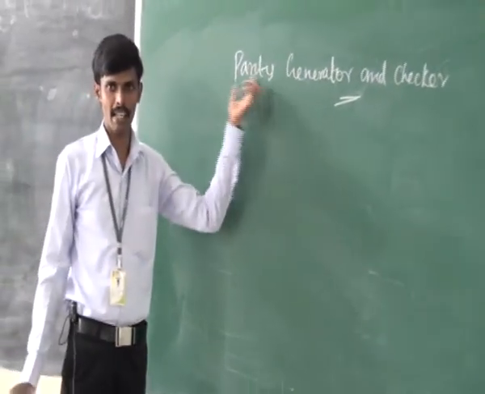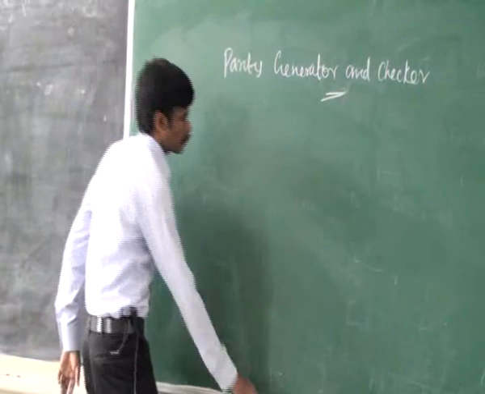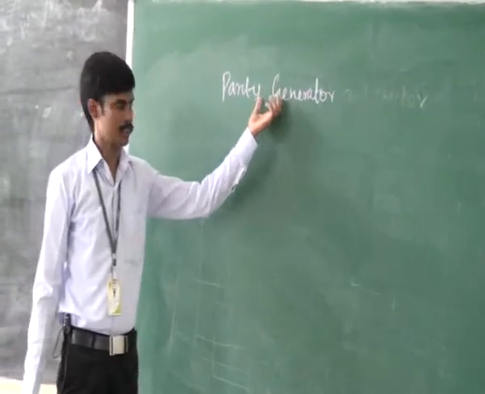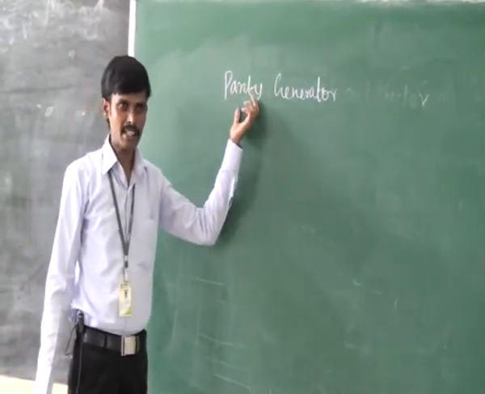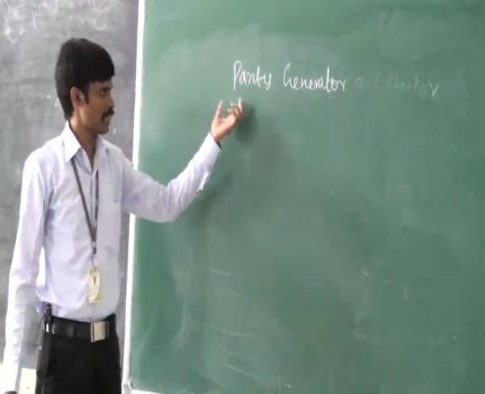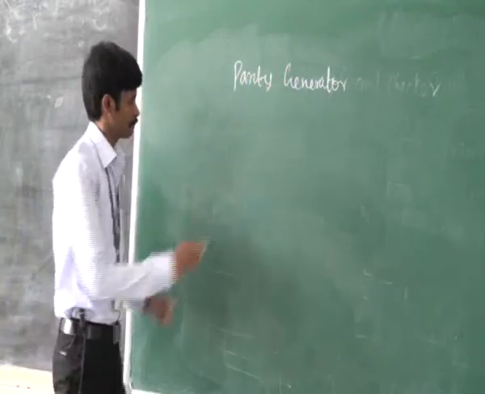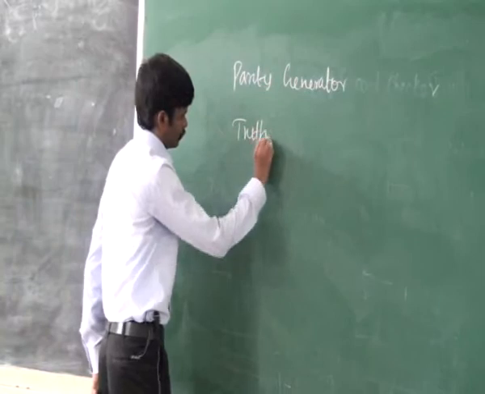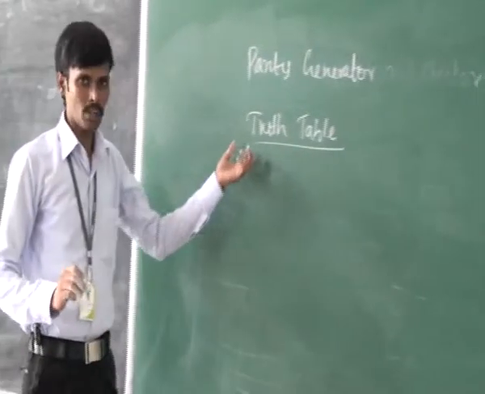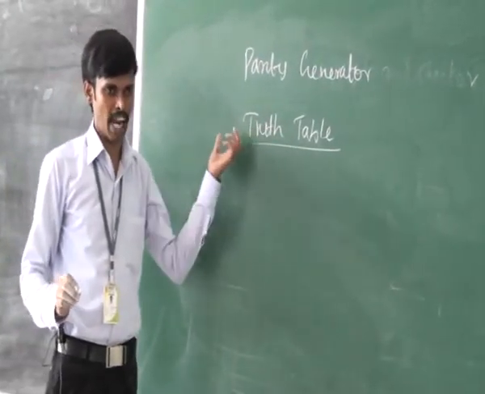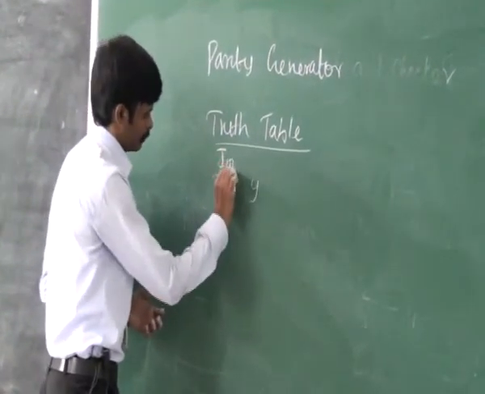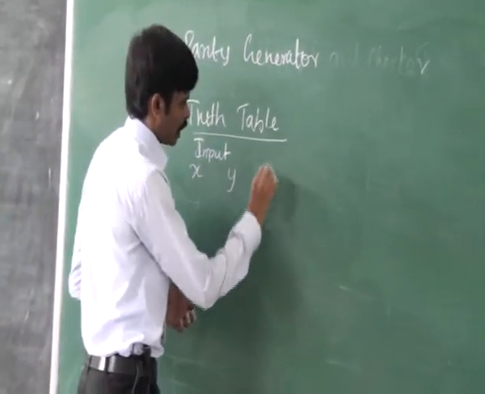Now we are going to see about parity generator. What is meant by parity generator? A circuit that generates the parity bit in the transmitter is called parity generator. First, let us see the truth table for parity generator. Now let us consider a 2-bit message to be transmitted with the parity bit. Let us take X, Y as the input. P is called the parity bit.